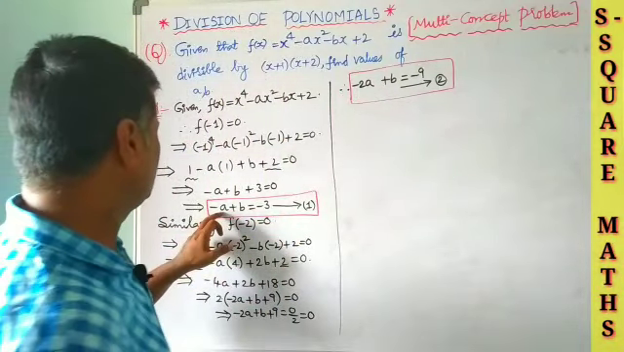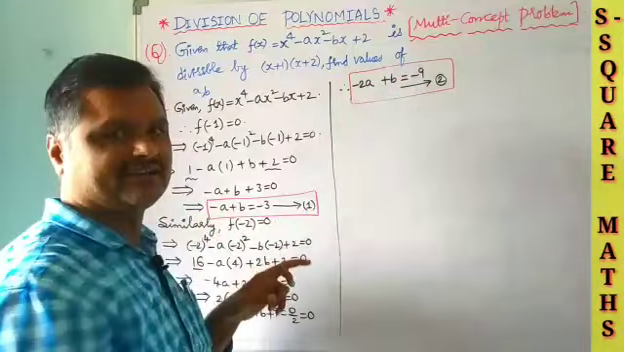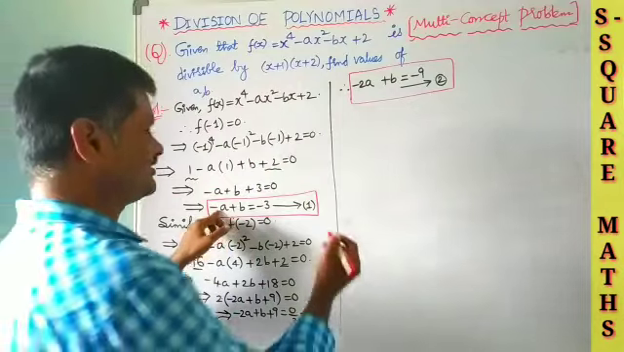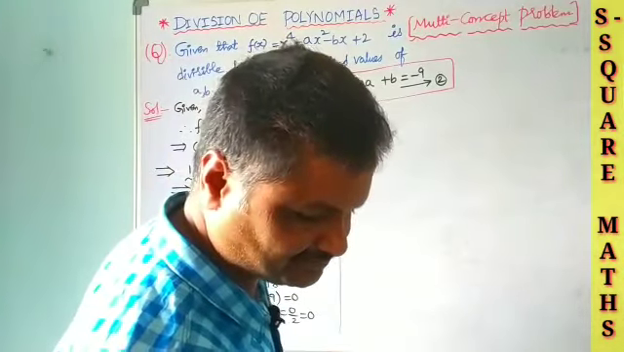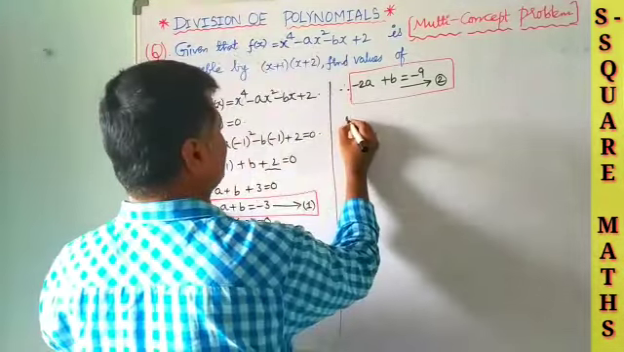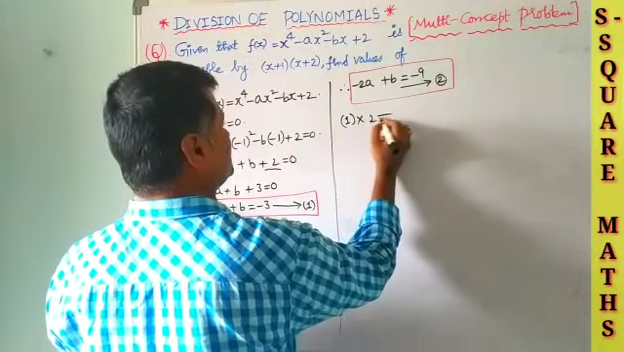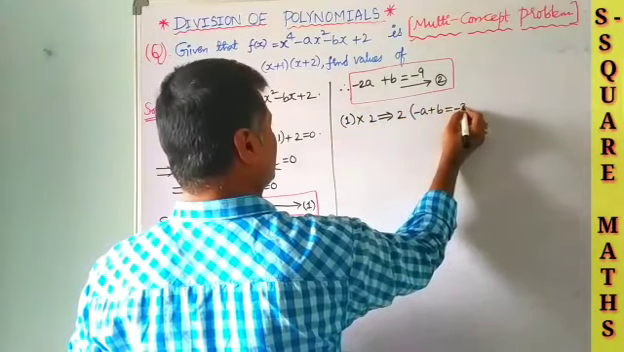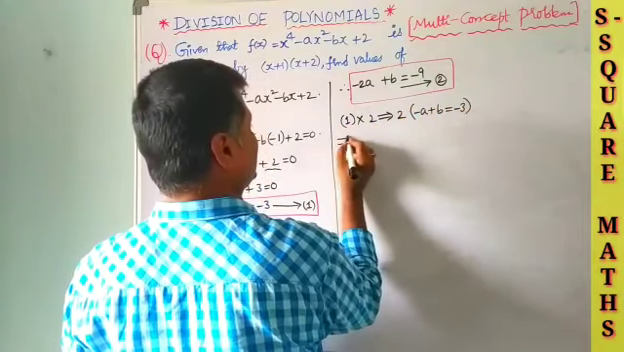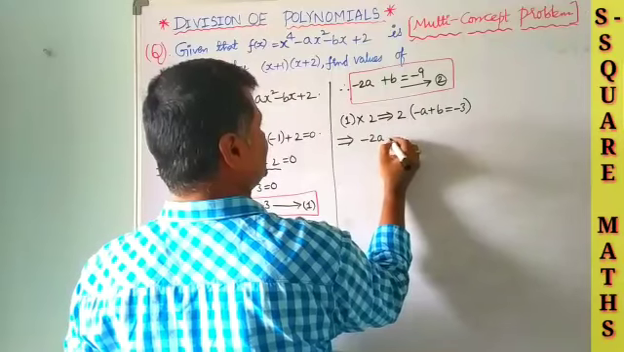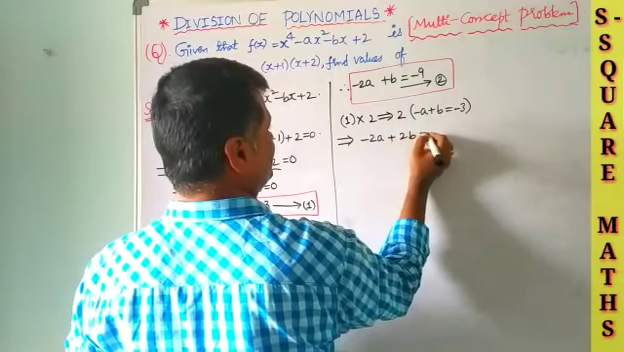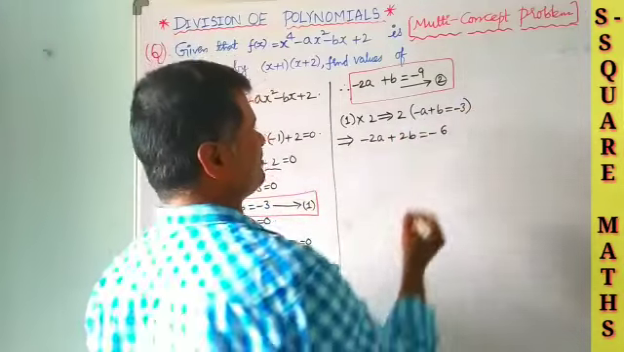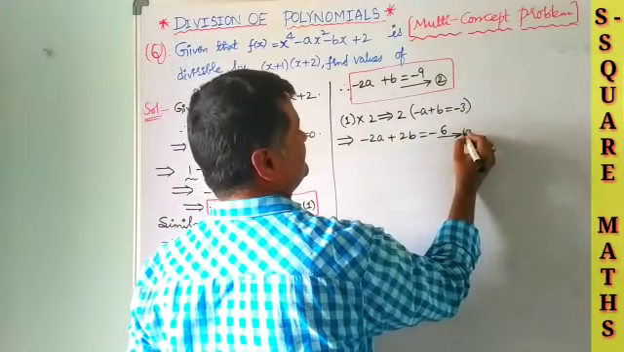Here I want to eliminate the variable a. So here it is minus 2a and here it is minus a. So I am going to multiply equation 1 with 2. So 2 into minus a plus b is equal to minus 3 implies minus 2a plus 2b is equal to minus 6, 2 into minus 3. Mark it as equation number 3.